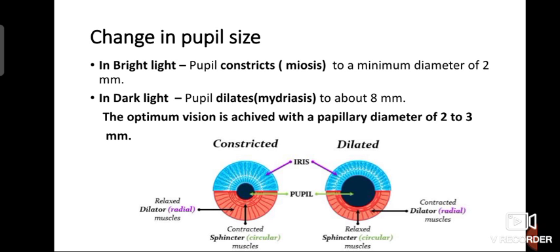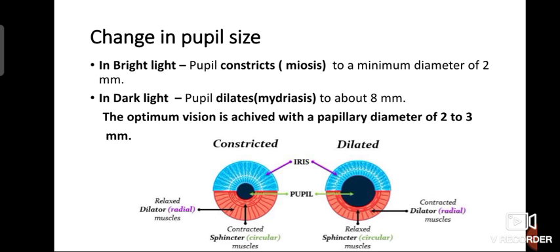As we see, there is the iris, and inside the iris is the black area. The outer area is the iris, and in the center of the iris there is the pupil. The black area is the pupil. The iris has two types of muscle, the dilator muscle and the sphincter muscle.